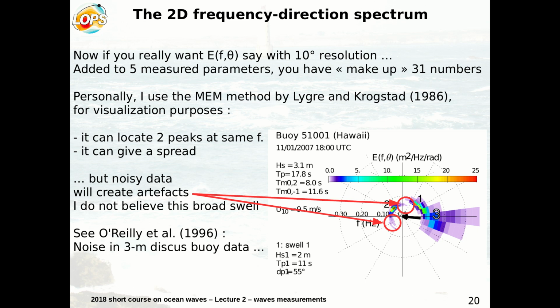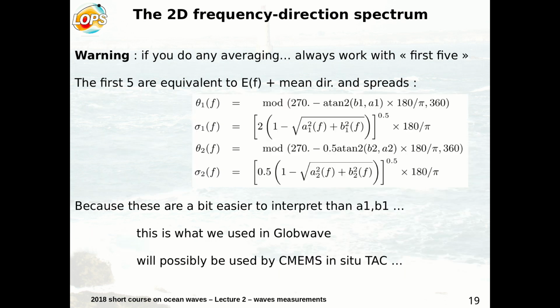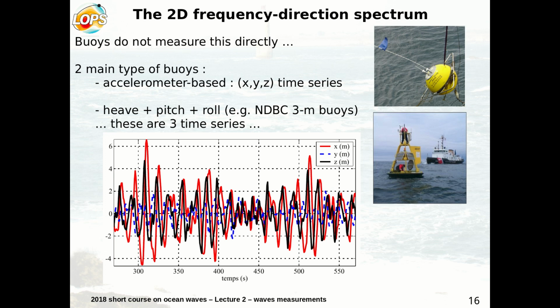There's a nice discussion by O'Reilly et al. of the noise in the 3-meter discus buoys, which I think is a bias of 5 degrees in spread from that paper. The people at NDBC hate Bill for that, because that's a buoy they've been using everywhere for 20 years. The reason they built these big buoys is that they don't want to measure just waves, they also want to measure winds and other meteorological things. If you only want to measure waves, there is something much better, but then you don't have winds.